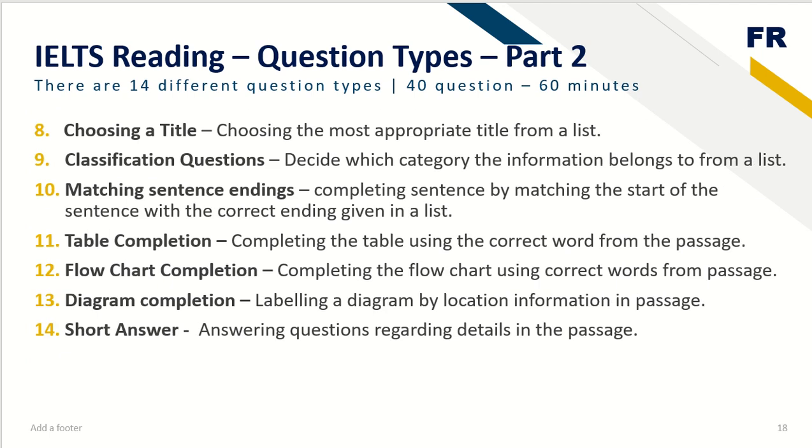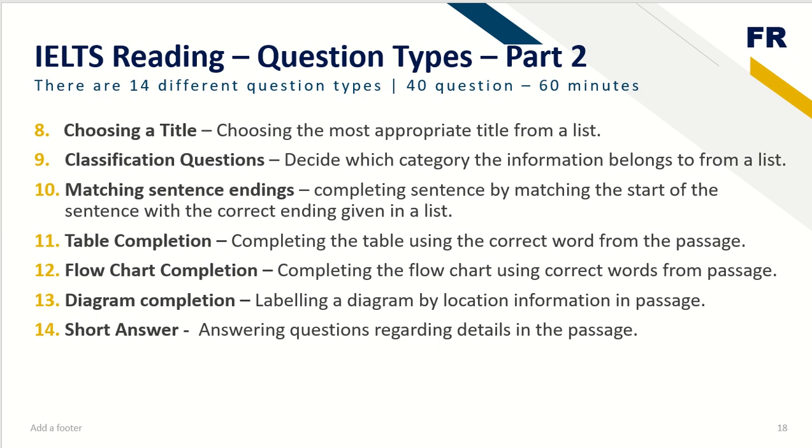The next question, which is the eighth one, is choosing a title. Now there will be a passage that's given to you and you will have to choose the most appropriate title from a list that is given to you. The next one is the classification question. You will have to decide which category the information belongs to from a particular list.